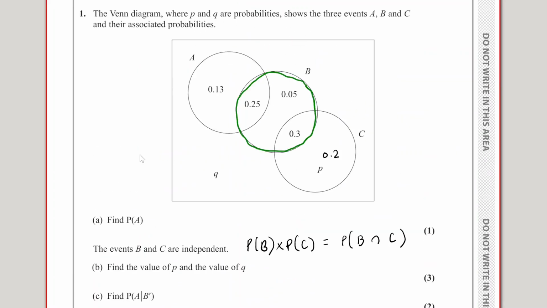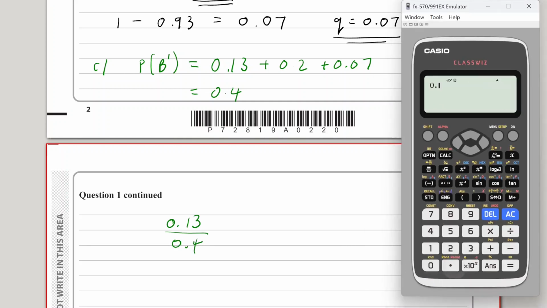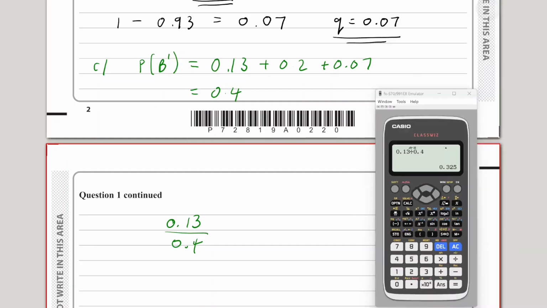And the probability of A given it's not B, so out of the ones that are not B, so we're not including this, out of the ones that are not B, what's the probability of getting A? It's 0.13. So 0.13 over 0.4 is 0.325.